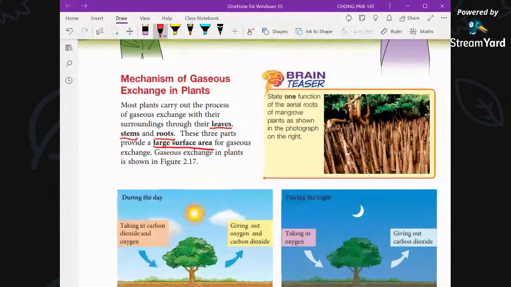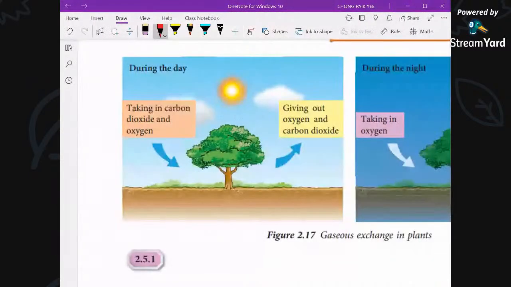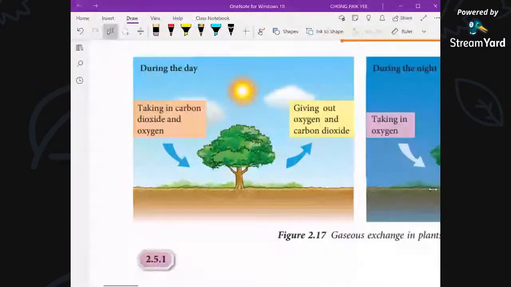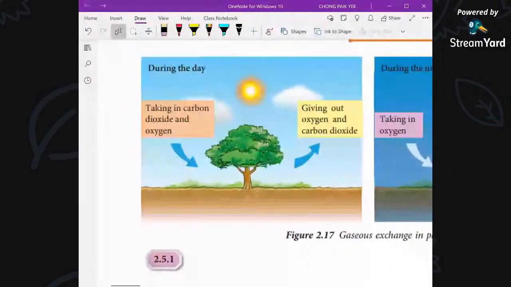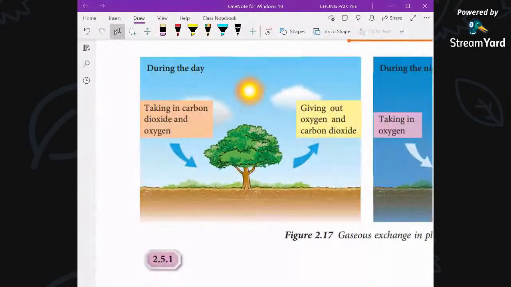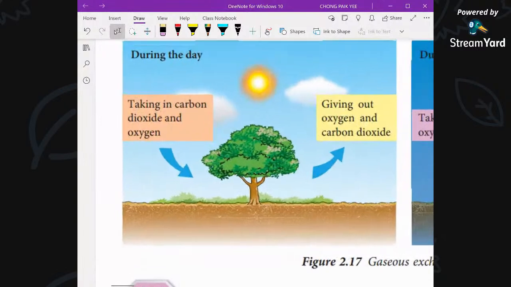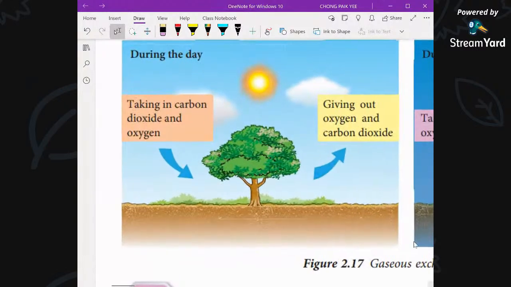Okay, so now let's look at this one. During the daytime, can you tell me what process happens with the plant? Can you type in the chat box? What process is this plant carrying out in the daytime, during the day? Just type in there.